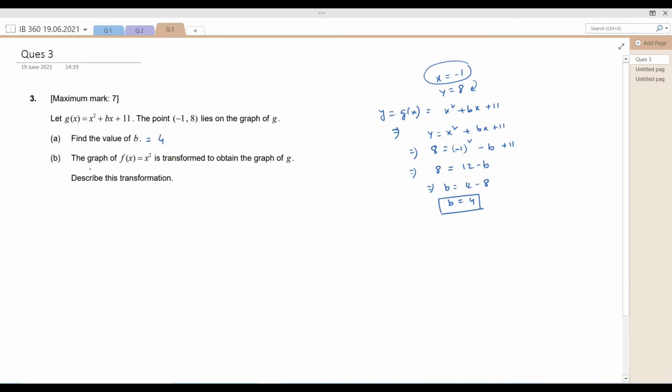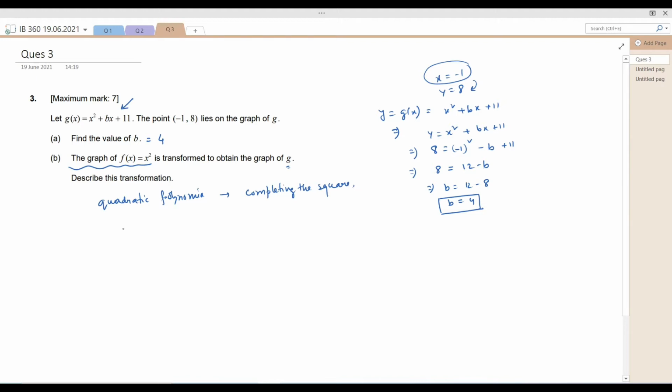Now the graph of f(x) equals x square is transformed to obtain the graph of g. Describe this transformation. For this you need to know something: we need to express the quadratic polynomial by completing the square. Let's see how we will do that.